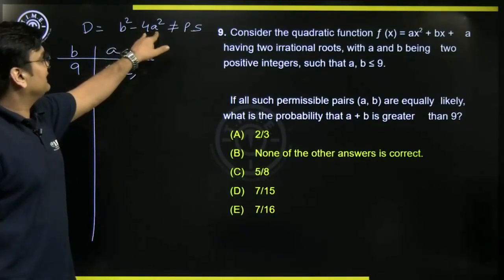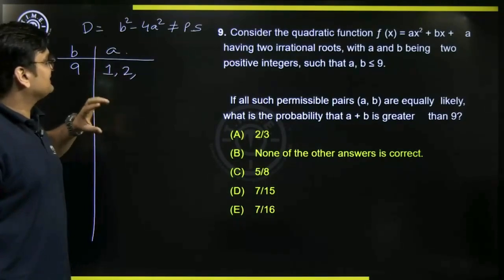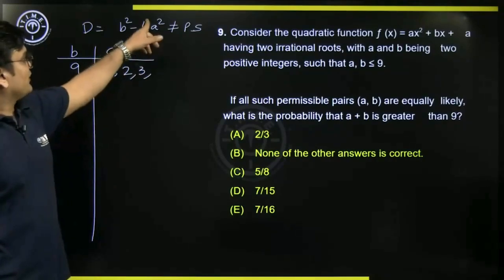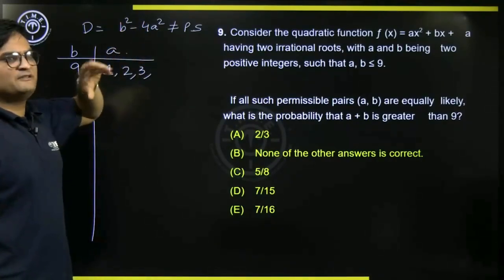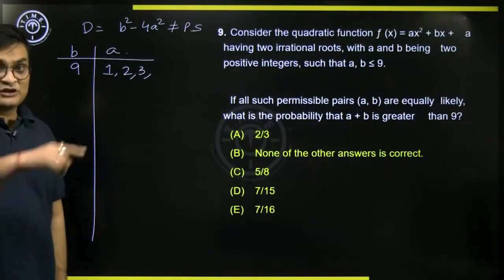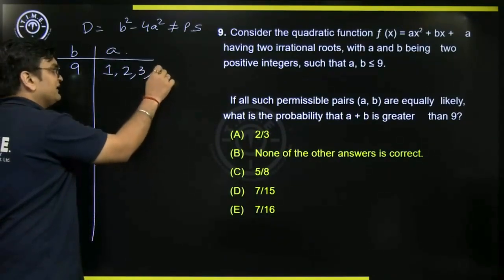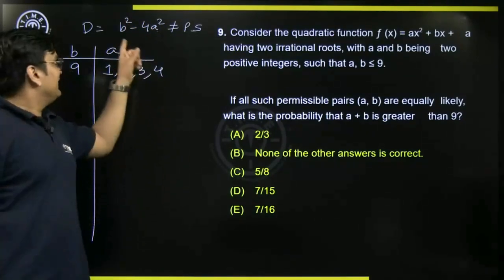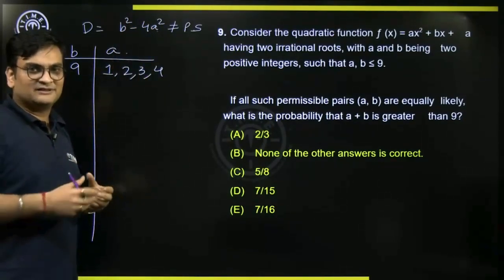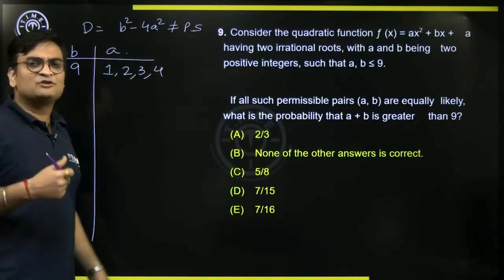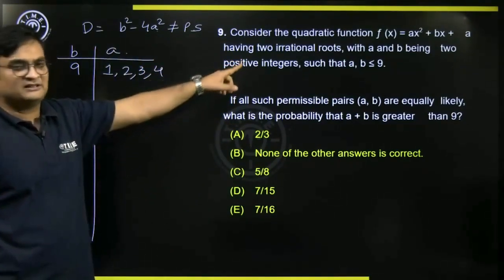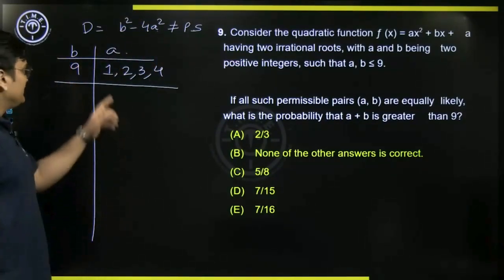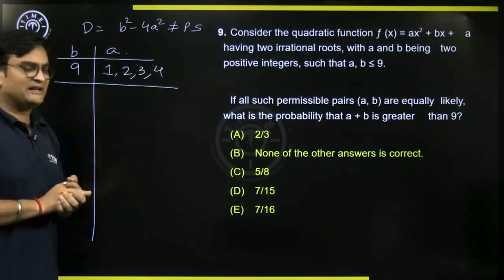A equal to 3. 4 into 3 square, 9, 36. 81 minus 36 will be 45, not a perfect square. We can take that. 4: 81 minus 4 into 16, that is 64, 81 minus 64 is 17. It's not a perfect square. We can take it. But if you take 5, 4 into 25 is 100. 81 minus 100 will become negative. The discriminant is becoming negative. That means the roots won't be real at all, forget irrational. So, hence we cannot take 5 onwards. So, for b equal to 9, we have 4 different possible values for a.